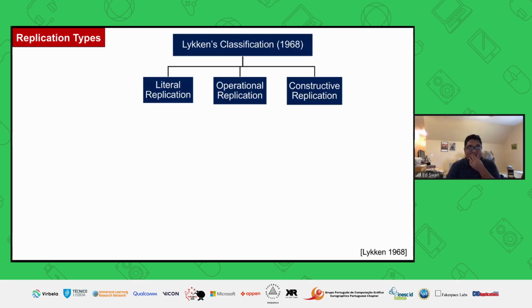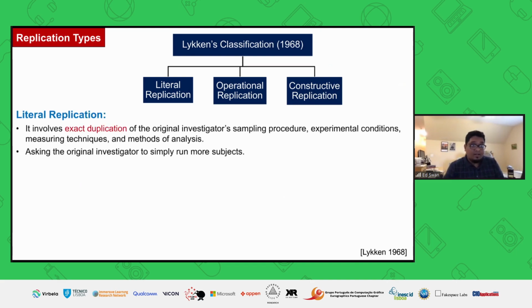Let's start with Lykken's classification, which was provided in 1968. He divided replication into three types: literal replication, operational replication, and constructive replication. The first one is literal replication. It means doing an exact replication of the original investigator's sampling procedure, experimental conditions, measuring techniques, and method of analysis, everything as exactly as possible. It's like asking the original investigator to simply run more subjects using the same setup.